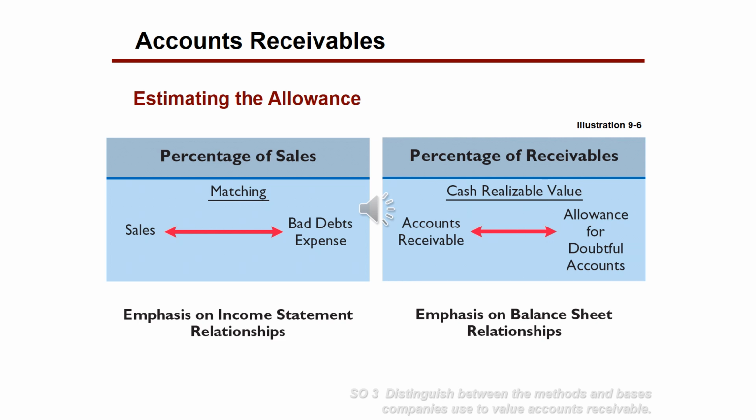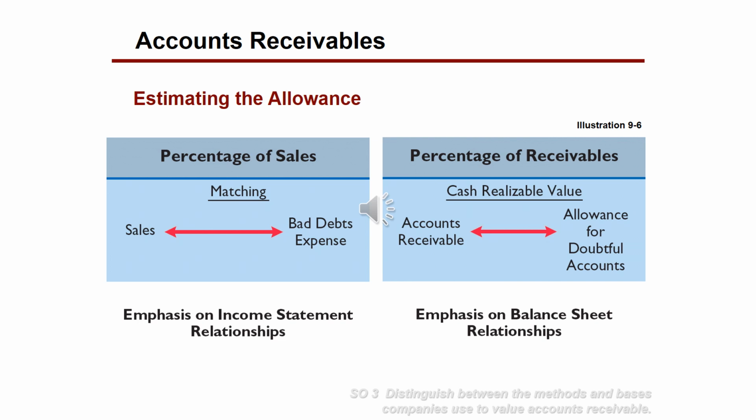Now, in order to estimate the allowance, as I have mentioned before, the company needs to take a decision. They could either estimate the allowance as a percentage of sales or as a percentage of receivables. Both bases are generally accepted, and the choice goes back to management, and it depends on the relative emphasis that management wishes to give to expenses and revenues on the one hand, or to cash realizable value of the accounts receivable on the other.